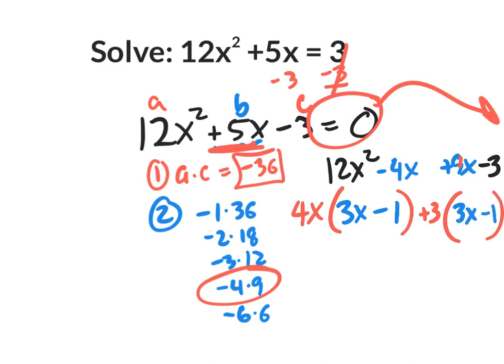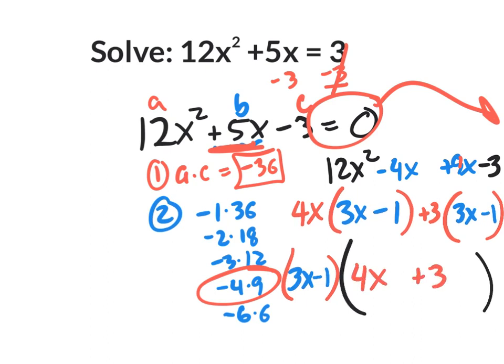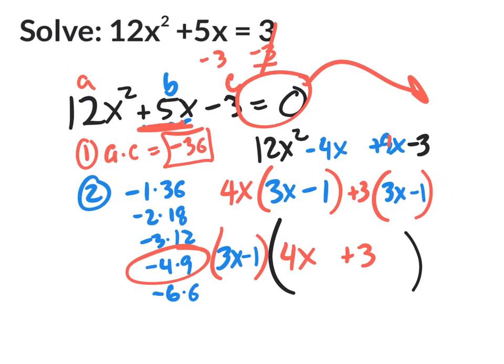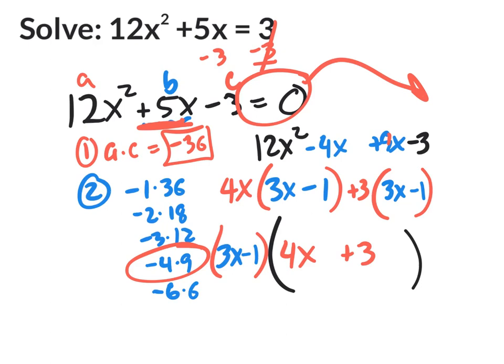3x minus 1. Okay, so I do have a common binomial. I'm going to write it out here. Outside of the exaggerated parentheses, you have 3x minus 1 right there. And on the inside of the exaggerated parentheses, what do I have left? 4x plus 3. Now keep in mind, this is barely factoring. And it is an equation that we had set equal to 0. So this equals 0 needs to come down right here.